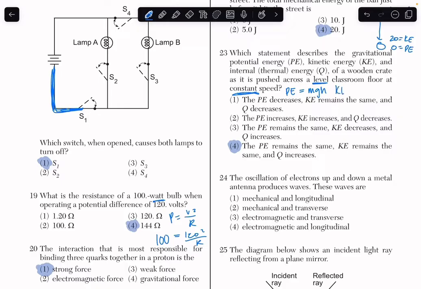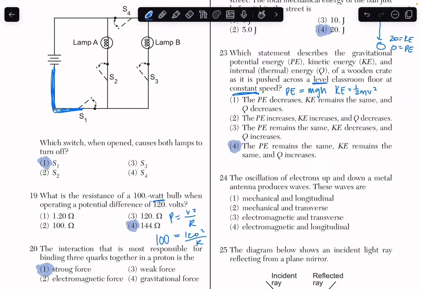And the equation for KE, kinetic energy, is 1/2 times mass times velocity squared. Our mass, once again, doesn't change, and if we're going at constant speed, the velocity doesn't change either, which means KE is going to stay the same.